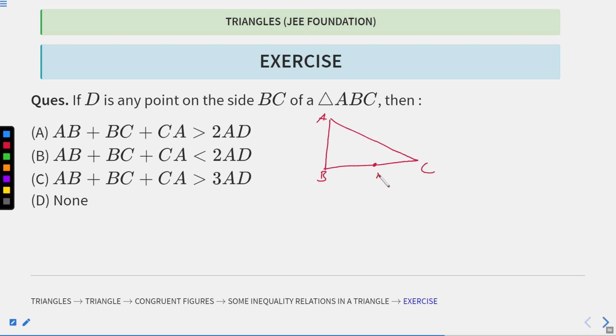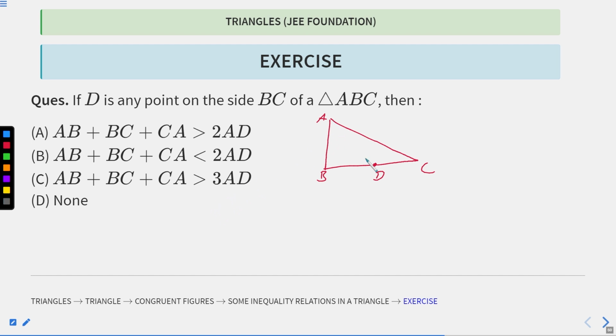So say D is over here. Now, D is any point on the side BC. How are we going to solve this? It is quite easy. If you recall, the sum of any two sides of the triangle must be greater than the remaining side.